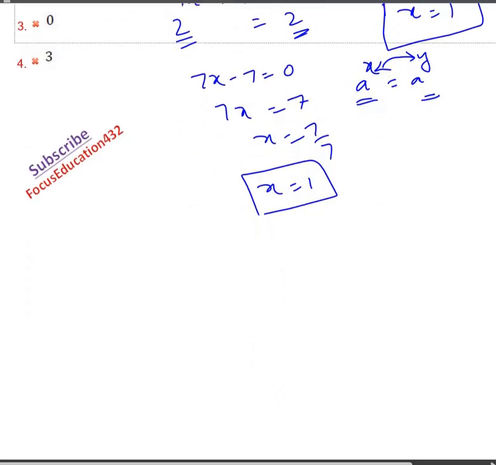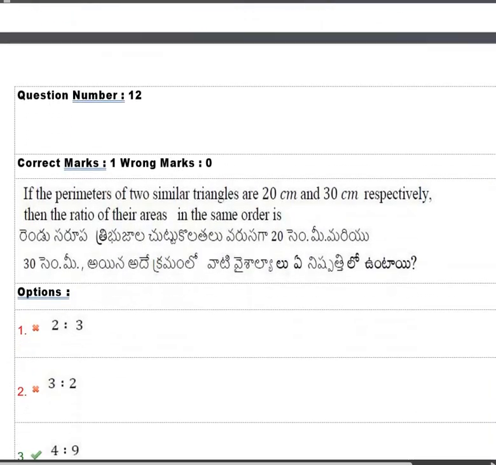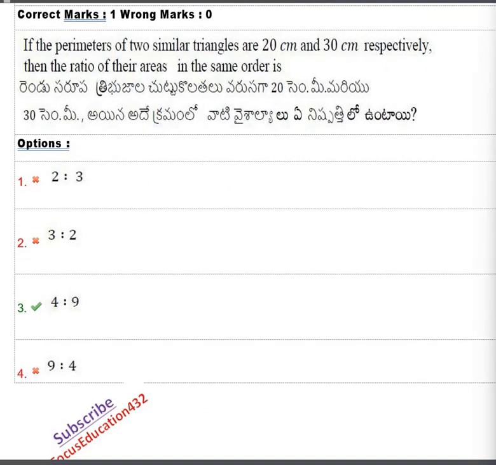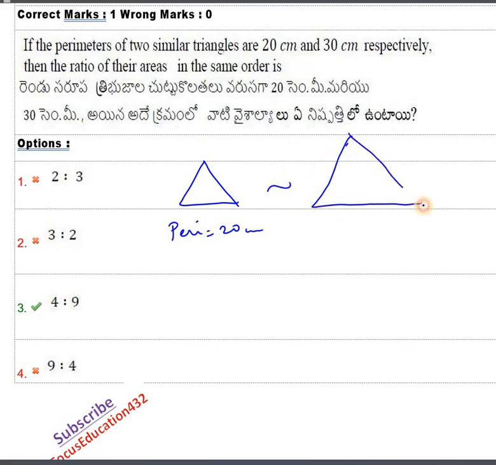Now we go to question number 12. If the perimeters of two similar triangles, one is 20 centimeter and the other is 30. That means if we have a triangle like this and its perimeter is 20 centimeter, then this triangle is similar to another somewhat bigger triangle. Then what is the perimeter here? 30 centimeter. This is given to us up to here.